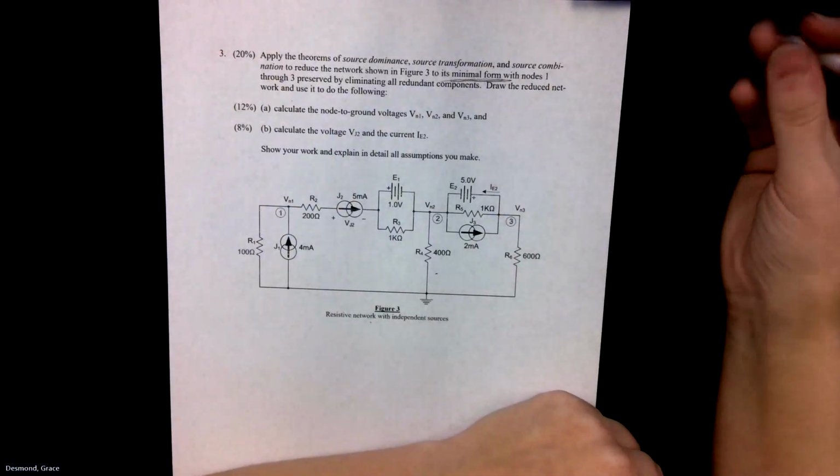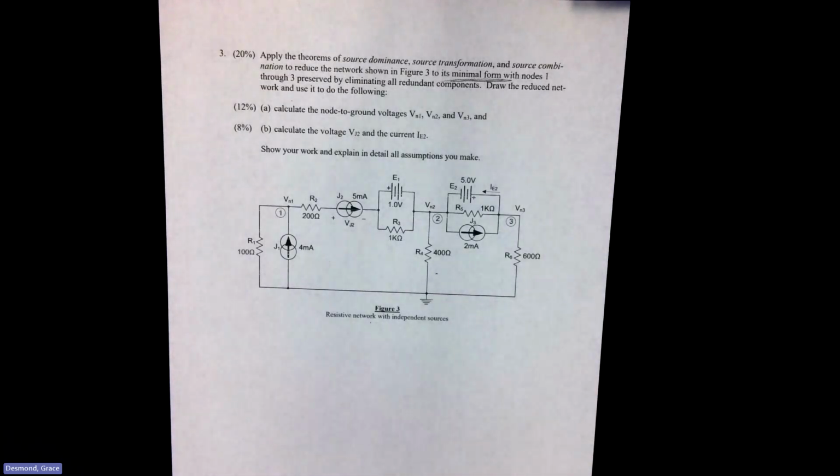So very, very important rules on source dominance. Voltage dominates in parallel and current dominates in series. Perfect. However, voltage, very, very important, does not dominate in parallel if there is a resistor in series with it. If there is a resistor in series with a voltage source, it does not dominate. That is important thing number one.